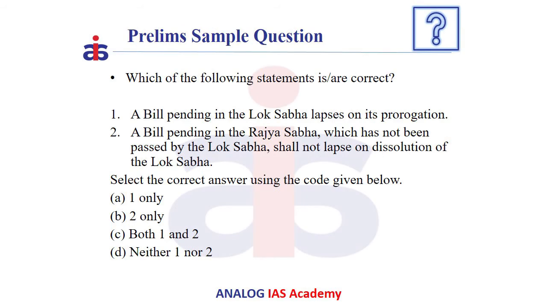Now, let us discuss a previous year question based on this. Which of the following statements are correct? Statement number 1. A bill pending in Lok Sabha lapses on its prorogation. This is false because it does not lapse on prorogation.